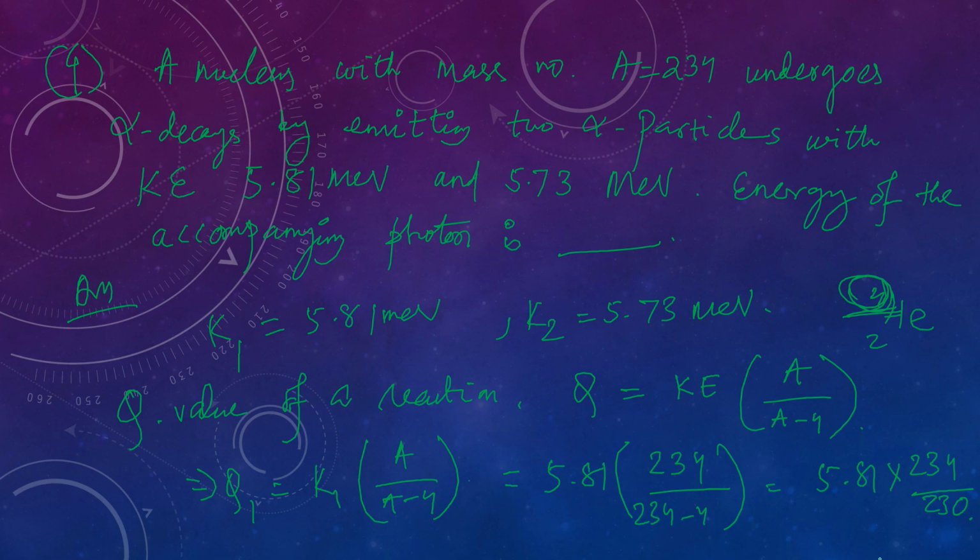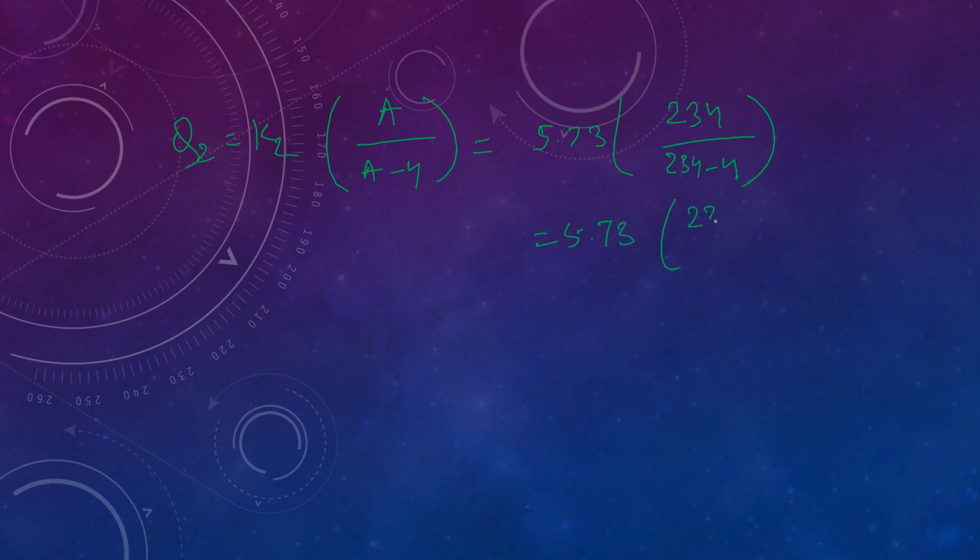Is that all right? So this is Q1. Next is Q2. Q2 will be K2 times A by A minus 4. What is the value of K2? 5.73 into 234 by 234 minus 4, that is 5.73 times 234 by 230. So this will give me another value, this is Q2. So what is the question? Energy of the accompanying photon. The photon energy is what?